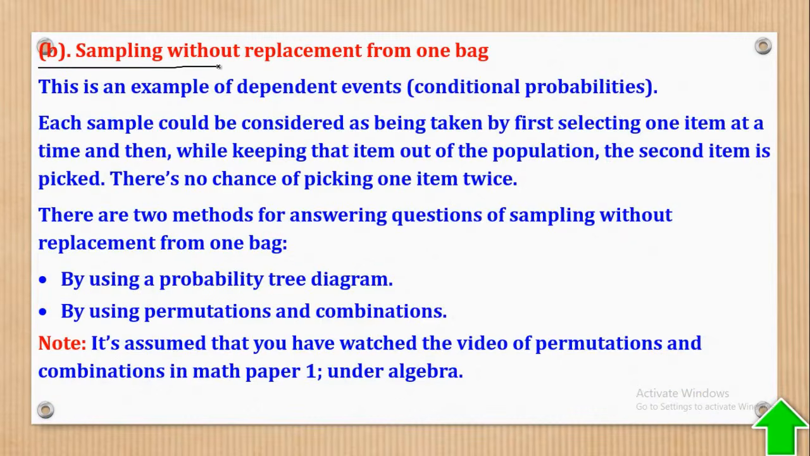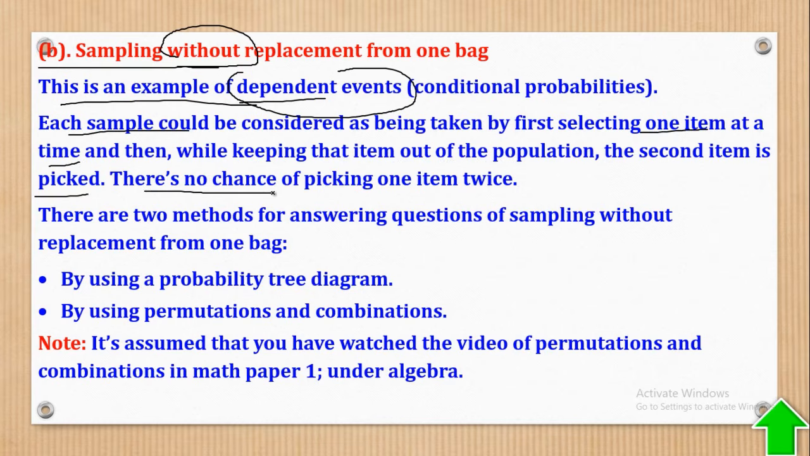So now we shall go to sampling without replacement. This is an example of dependent events. Remember, sampling with replacement was an example of independent events, but this one is an example of dependent events. Each sample could be considered as being taken by first selecting one item at a time, and then, while keeping that item out of the population, the second item is picked. That means there is no chance of picking one item twice.